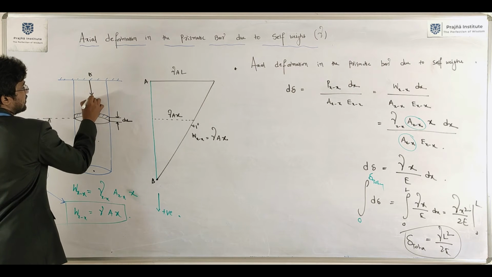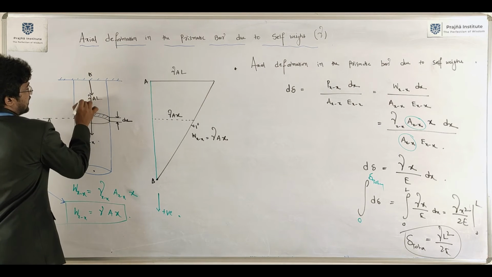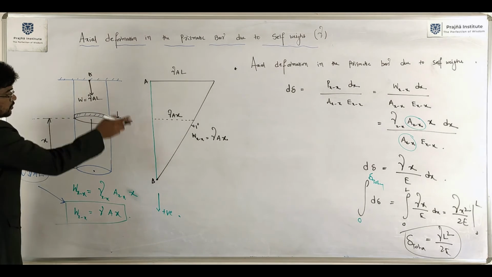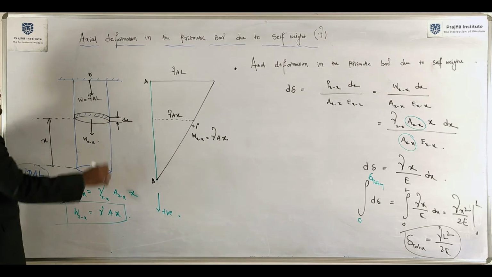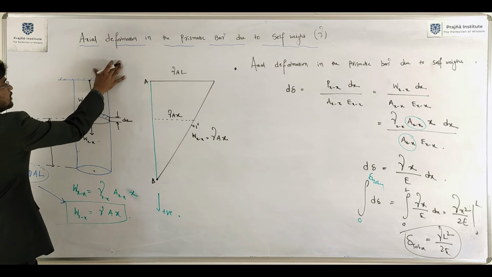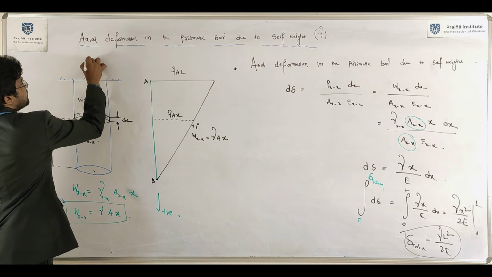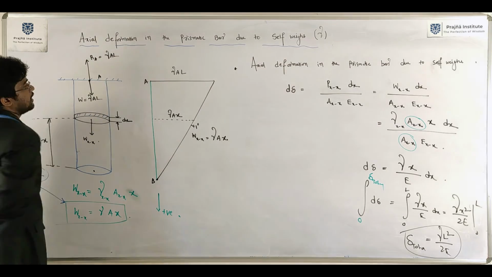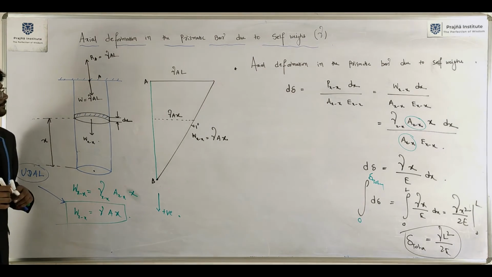Here it is gamma AL. The total weight of the prismatic bar will be acting at this point. Okay, here it is A. What is the reaction at A? Gamma AL. That's it.